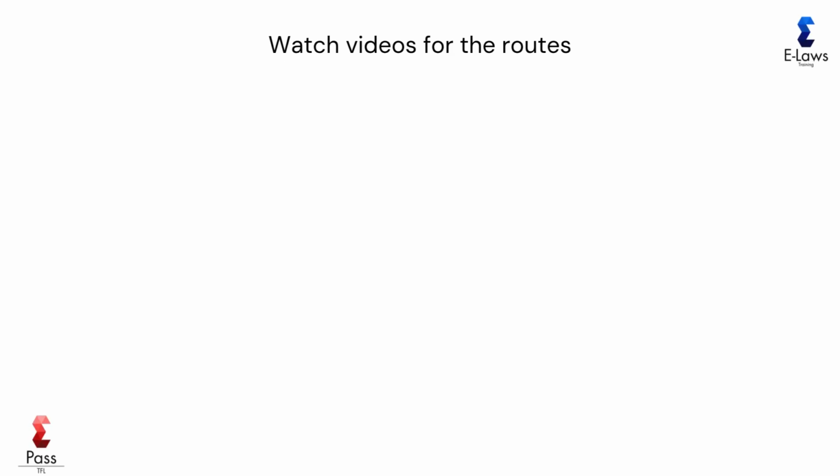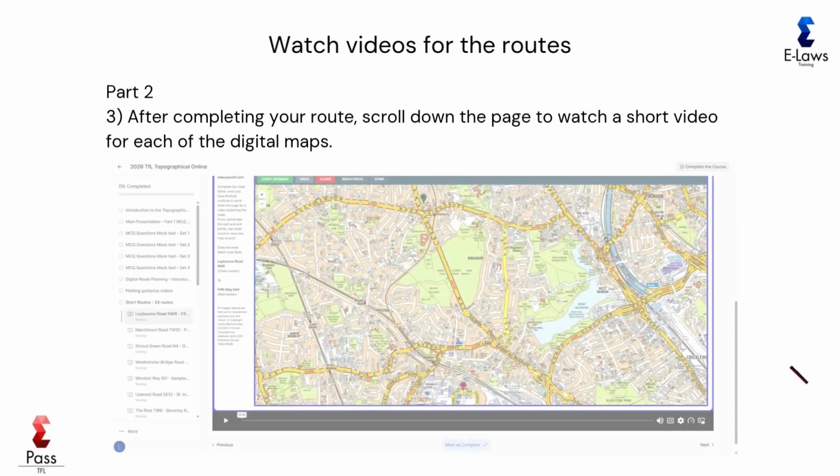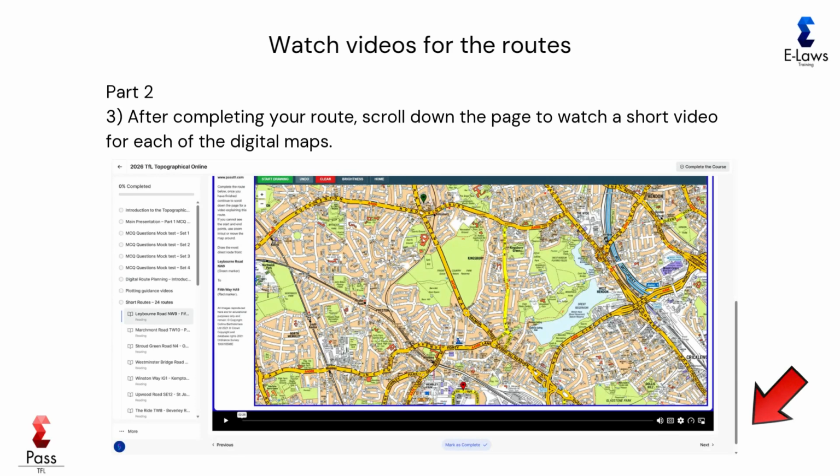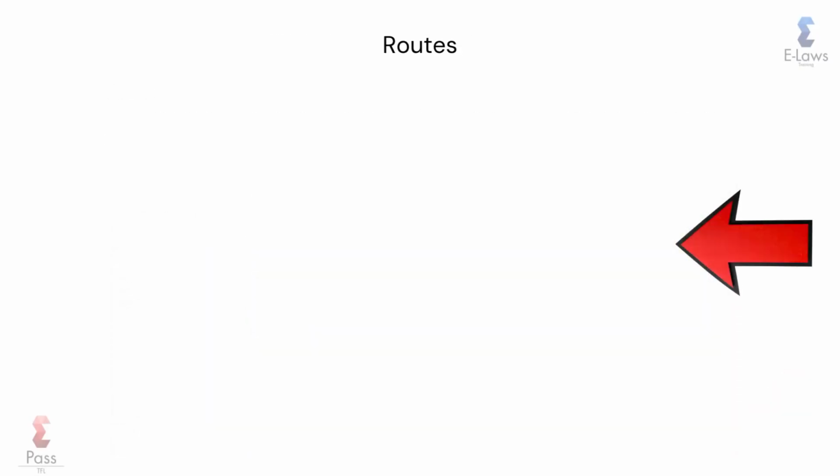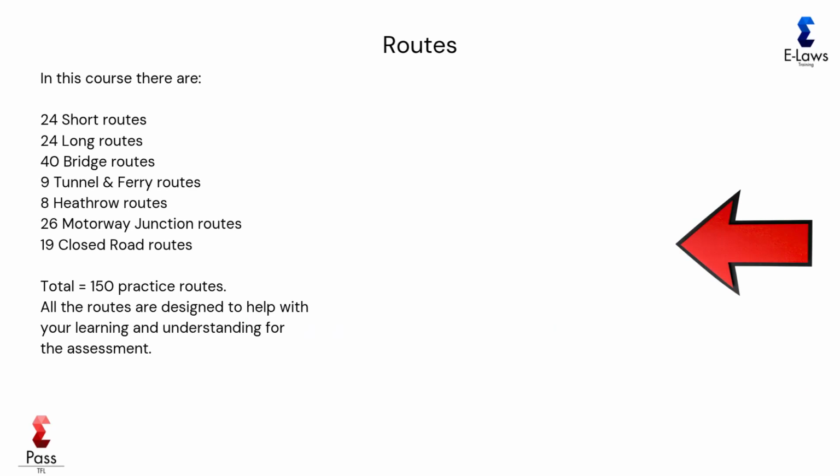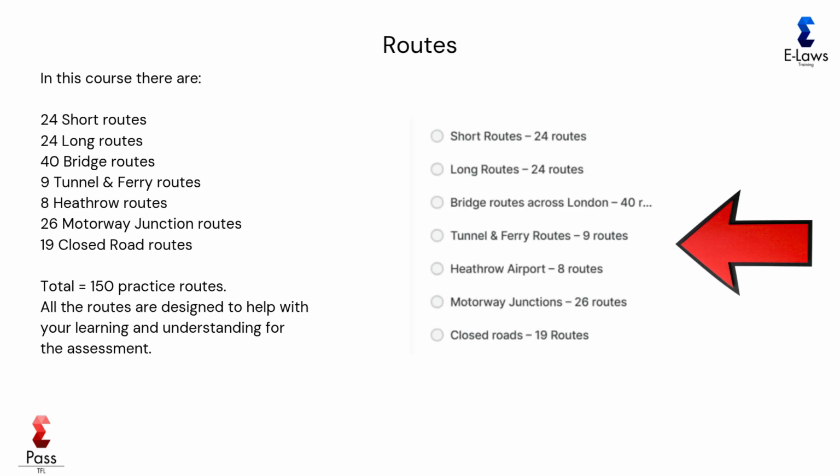After completing each of your practice routes, scroll down the page to watch a short video for each of the digital maps. These videos provide visual guidance, explain the route, and show you how you could have completed it. This course offers 150 practice routes, including short, long, bridge, tunnel, ferry, Heathrow, motorway junction, and closed road routes. Each route is crafted to enhance your learning and understanding for the assessment, with some of the shorter routes focusing on specific situations, all of which are designed to enhance your knowledge.